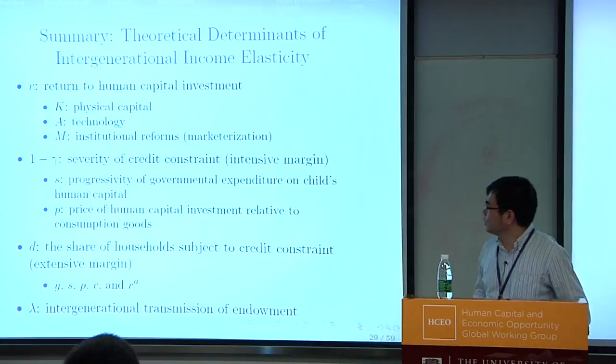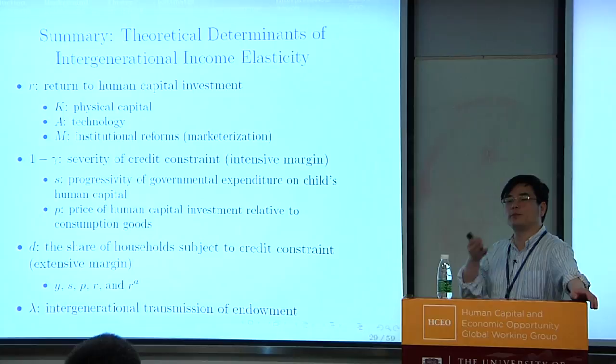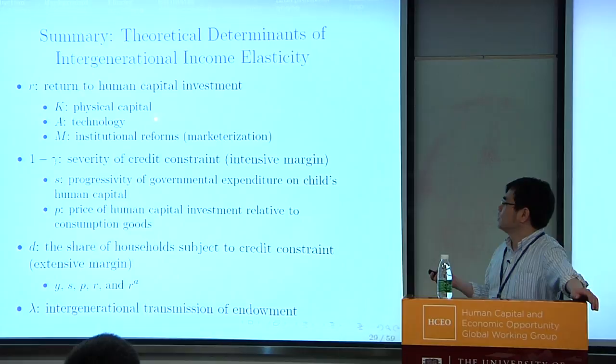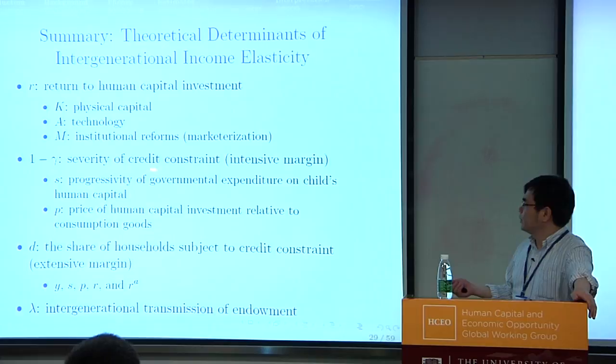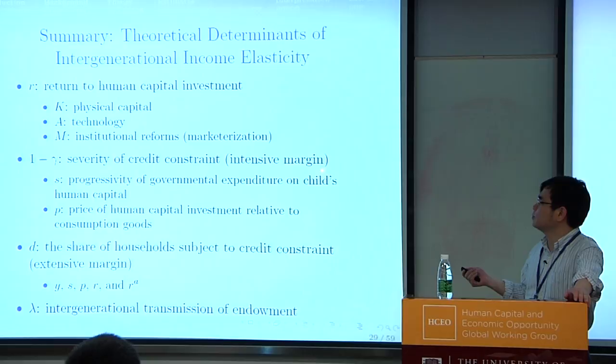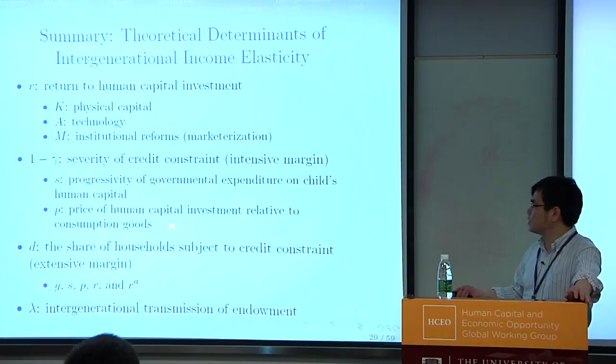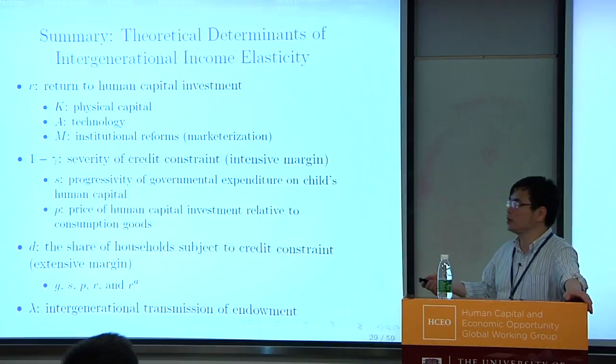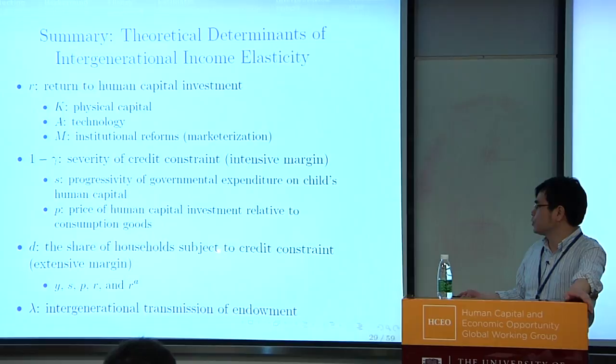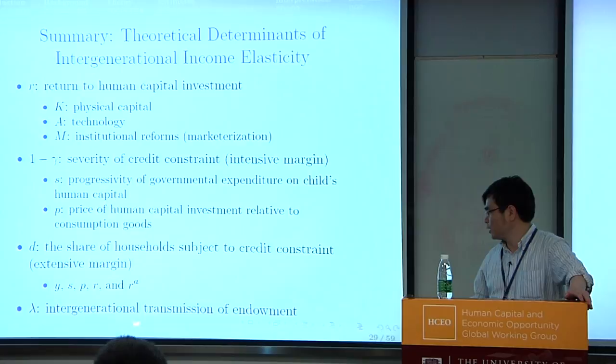So in quick summary, what we find from this simple conceptual framework is the following. Return to human capital investment, physical capital, technology, and institutional reform matter. And 1 minus gamma is the severity of credit constraint, which we call the intensive margin. Government spending can help relax the budget constraint or make it less severe. And the price of human capital investment, the university cost or high school cost, will make the credit constraint more severe. And D is the share of households subject to credit constraint, which we call the extensive margin. Again, it's affected by a set of variables.